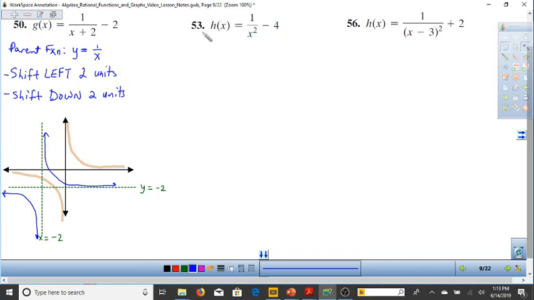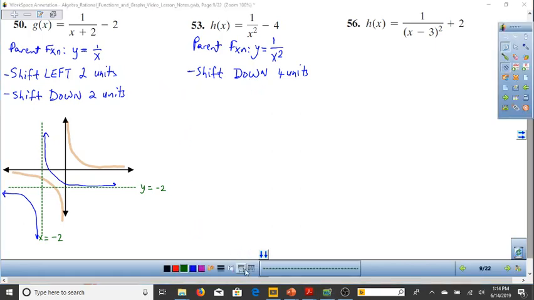Let's go on to this graph here. In this case, the parent function is the graph y equals 1 over x squared. And all we're doing here is shifting the graph downward 4 units. So once again, we start off with the graph of our original function. I'm going to use those as my asymptotes.